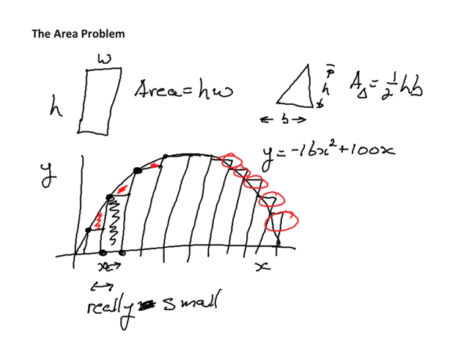So in a nutshell, that's the idea behind the area problem. And this whole idea of finding a limit, letting these two values of x, this one and this one, get infinitely close to each other, means all of these are getting infinitely close to each other. That whole idea is the idea of a limit, and that's what calculus is actually based on.